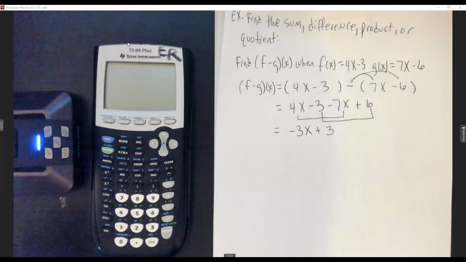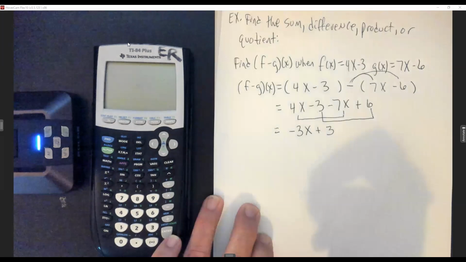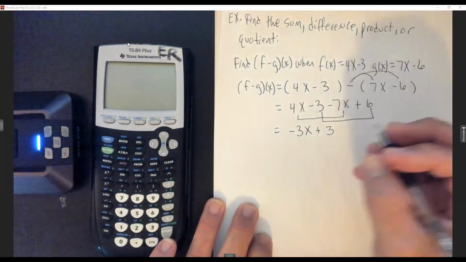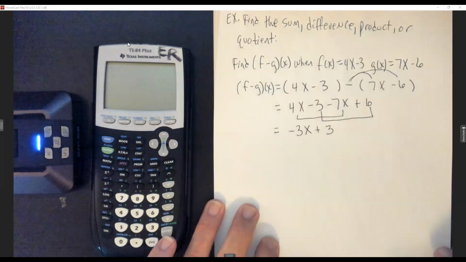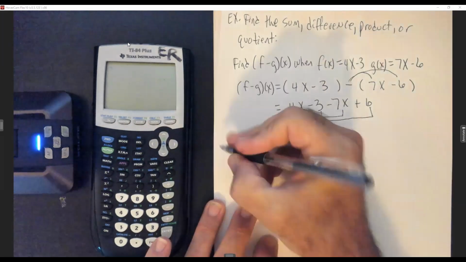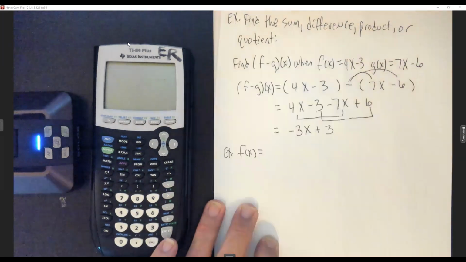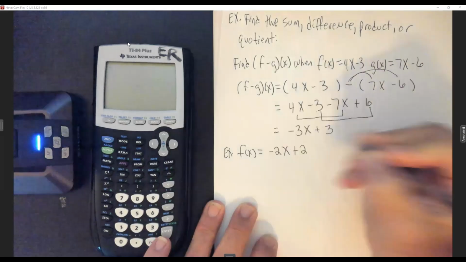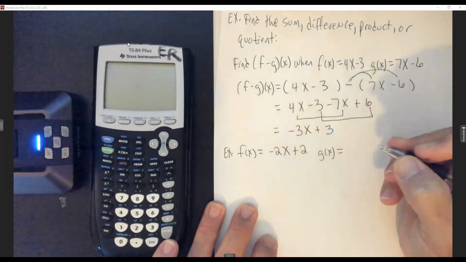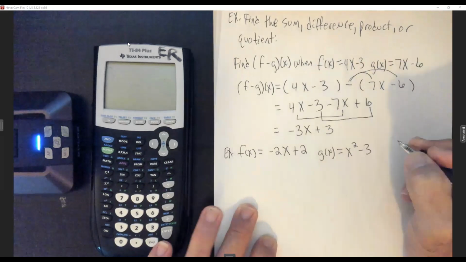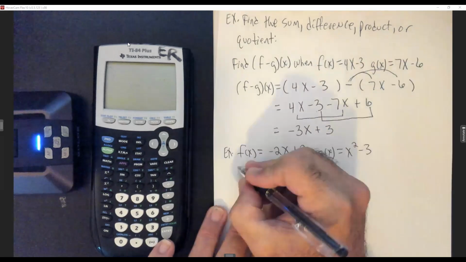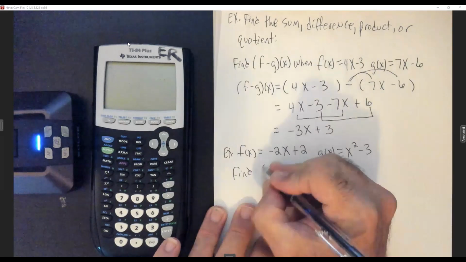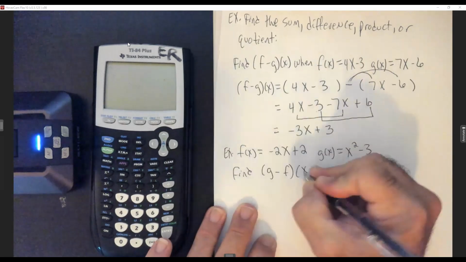All right, so that was it on that. And so next one, they're giving us f of x. Oh, and I'll write X right there so y'all know that's a new one starting. F of X is negative 2X plus 2. G of X is going to equal X squared minus 3. They want me to find G minus F of X.